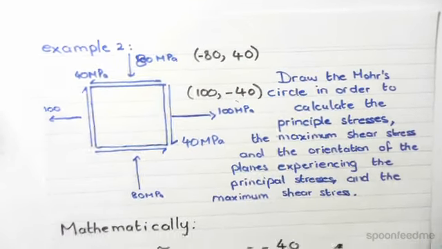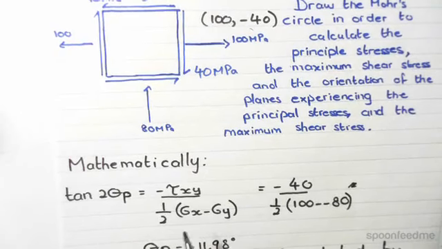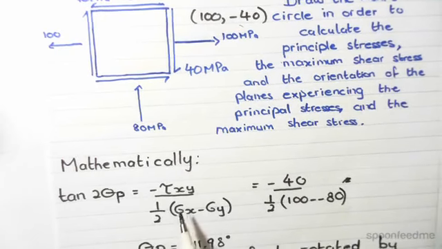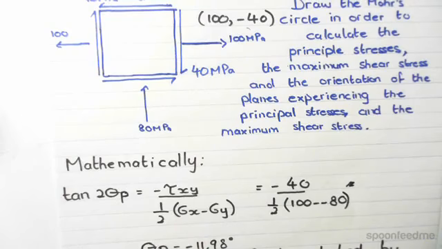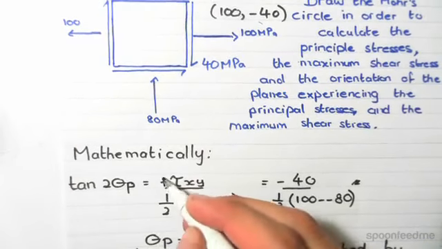So going back mathematically, applying this equation, okay, so this equation is actually positive xy, excuse me, this should be a positive.